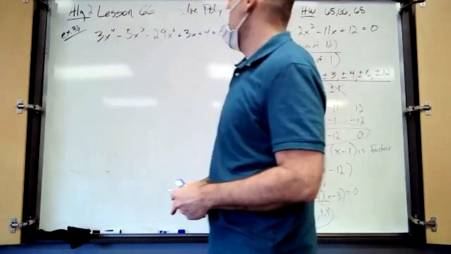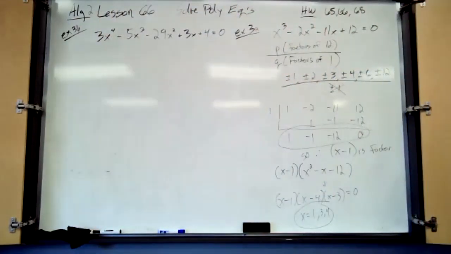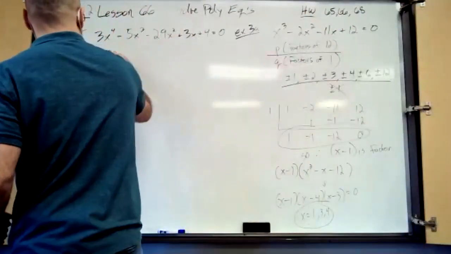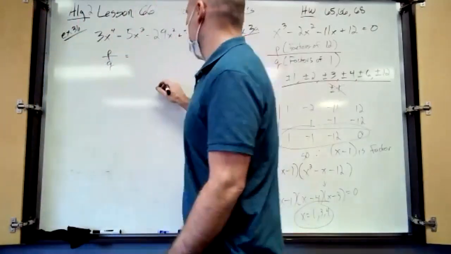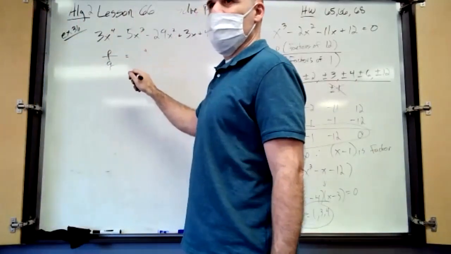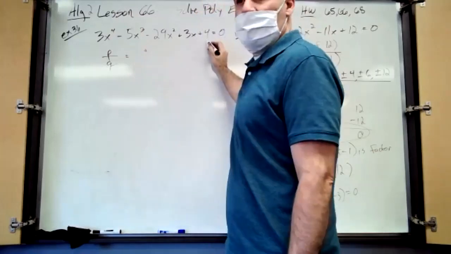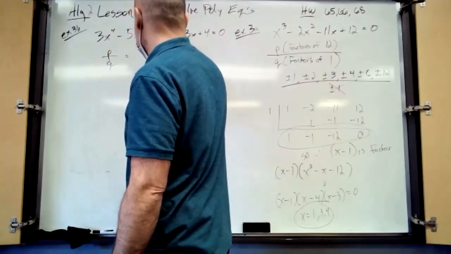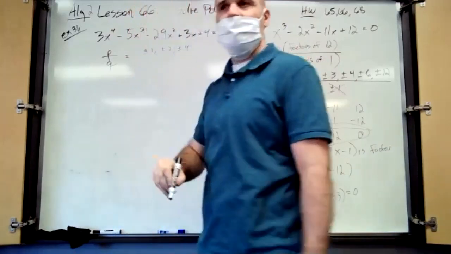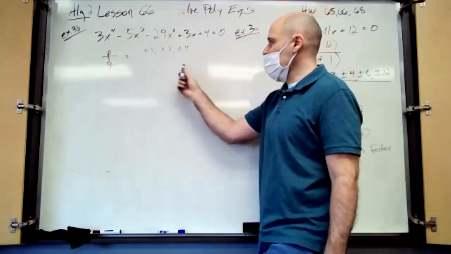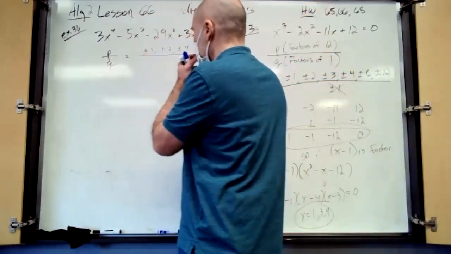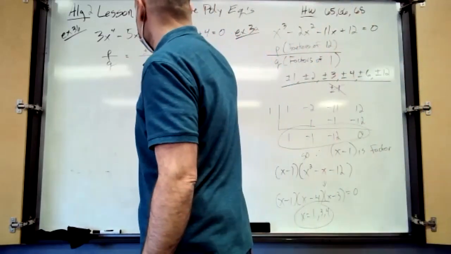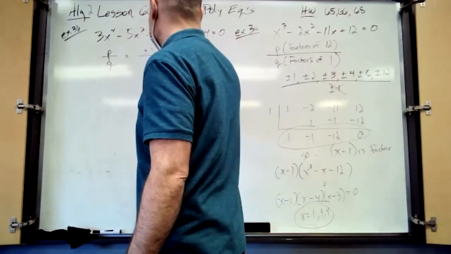Okay, so what are all our different possibilities of roots? So what's P and what's Q? P is plus or minus 4. Not 3. The factors of 4. Plus or minus 1, plus or minus 2, and plus or minus 4, right? Those are the only factors of 4. Now what's Q? Yep, so plus or minus 1 or plus or minus 3.